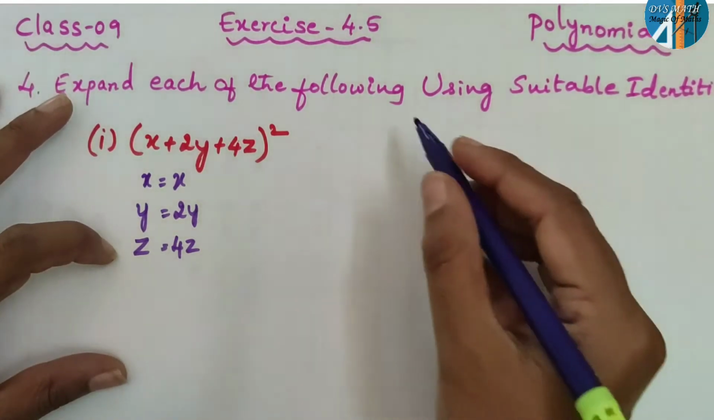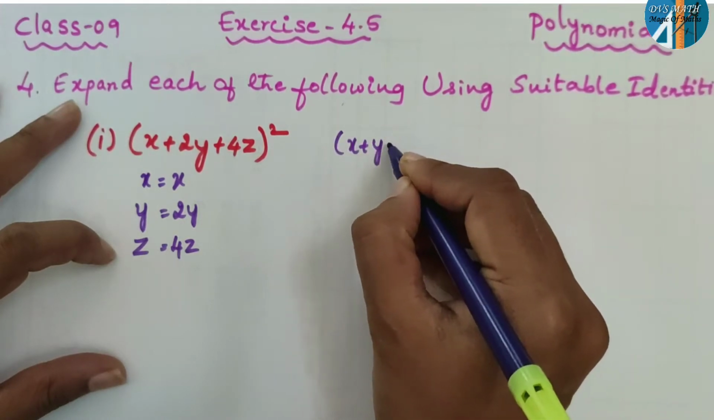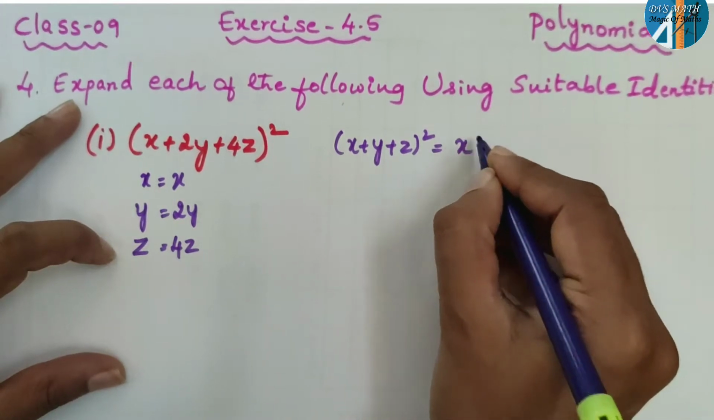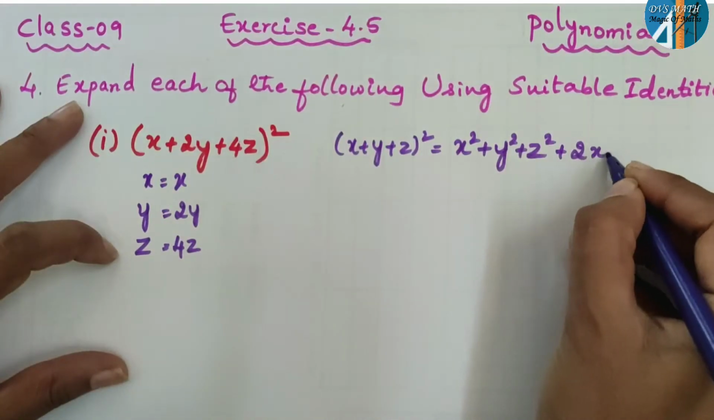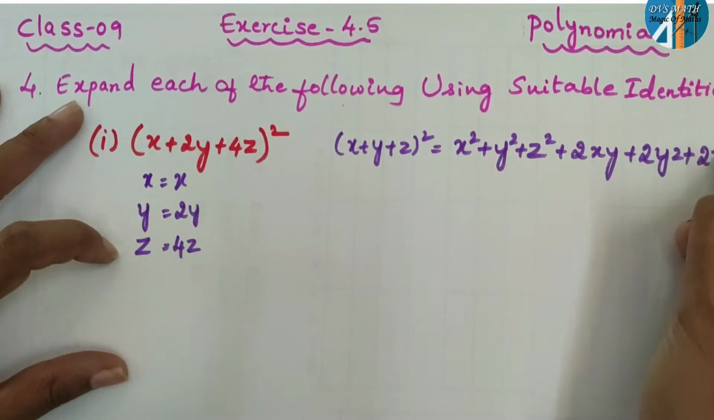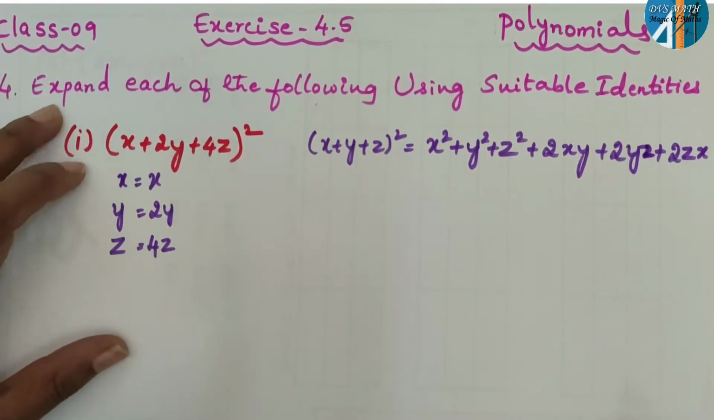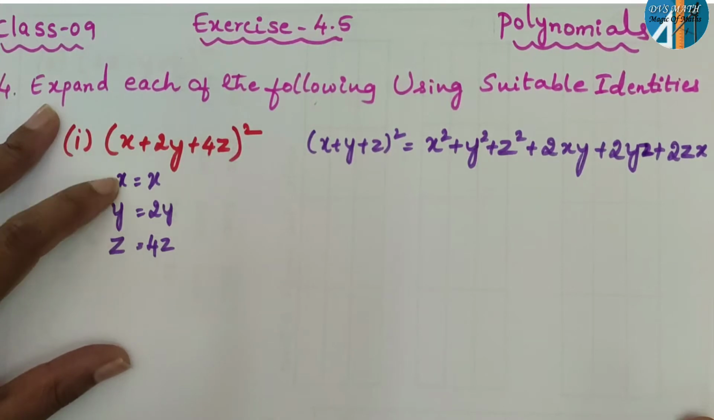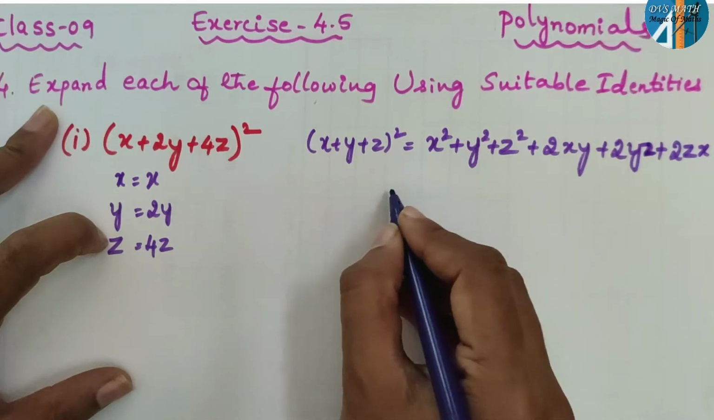Now let us take the formula we are using, x plus y plus z whole square. What is the formula? x plus y plus z whole square is x square plus y square plus z square plus 2xy plus 2yz plus 2zx. This is the formula, the identity, we are using in this question. So now let us substitute these values. In the place of x we have x, in the place of y we have 2y, in the place of z we have 4z.